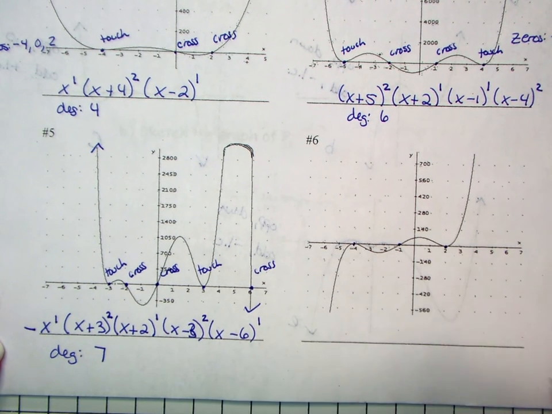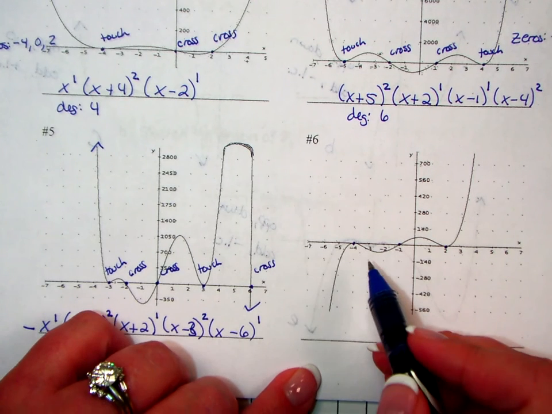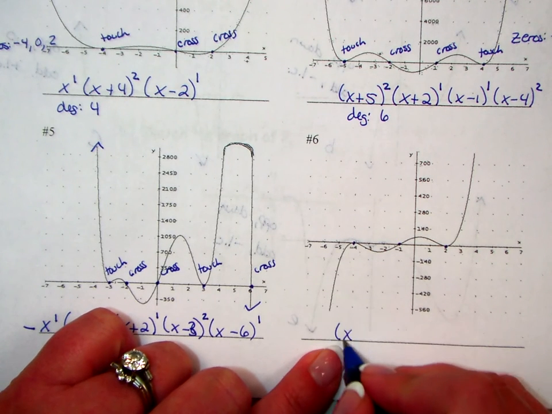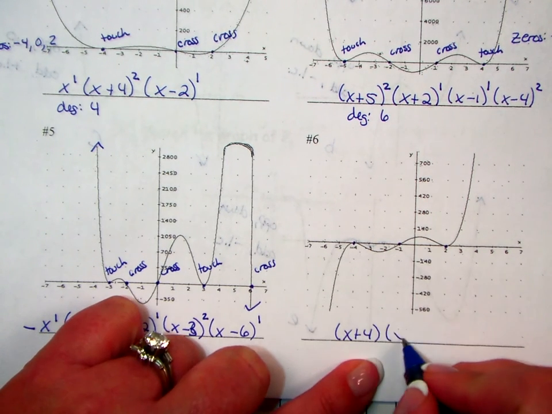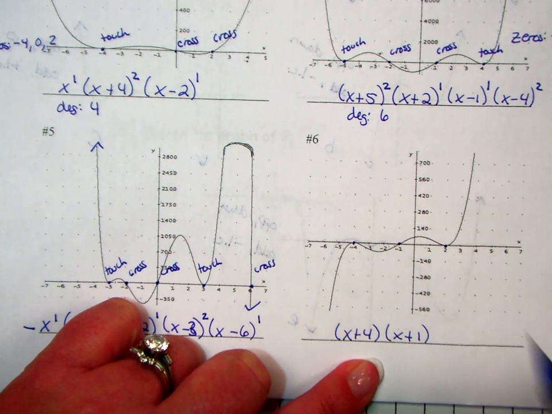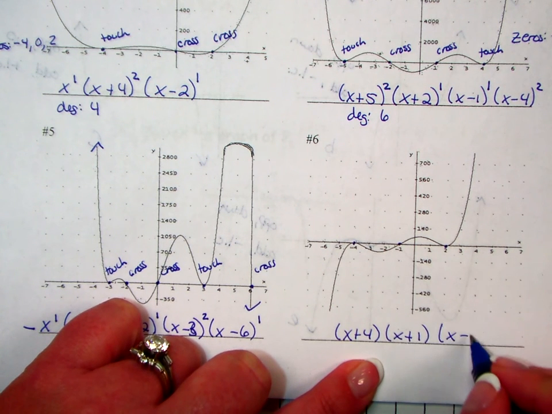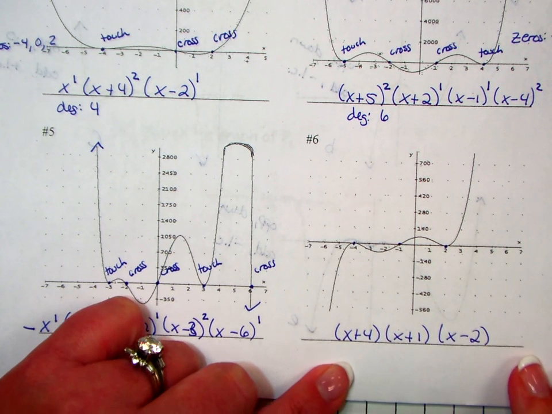All right, so then the last one, let's go ahead and mark the intercepts. The intercepts are the same thing as the zeros. If negative 4 is a 0, x plus 4 is the factor. If negative 1 is a 0, x plus 1 is the factor. And if 2 is a 0, x minus 2 is the factor.